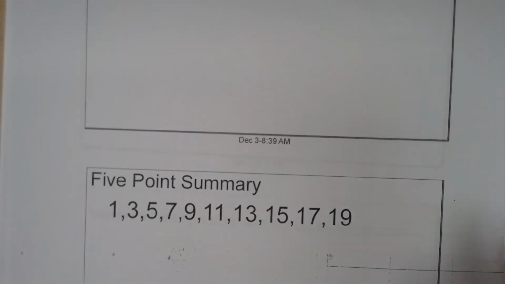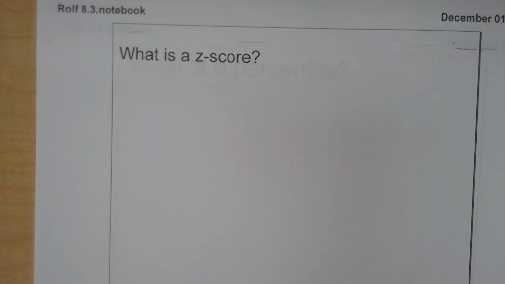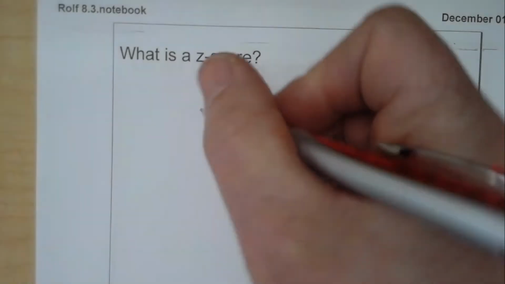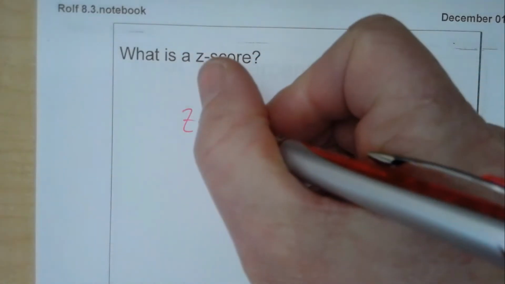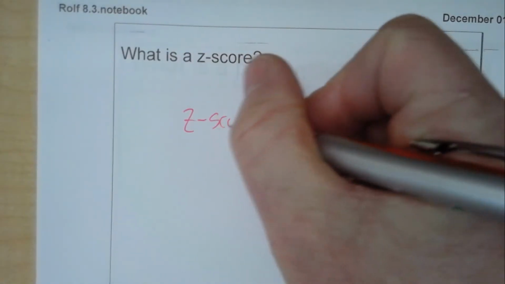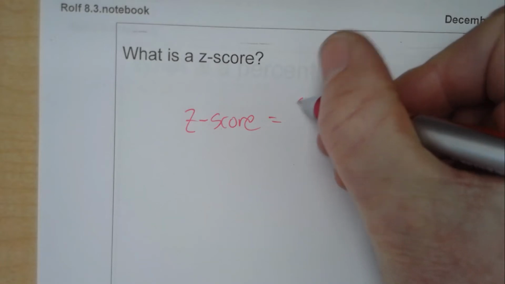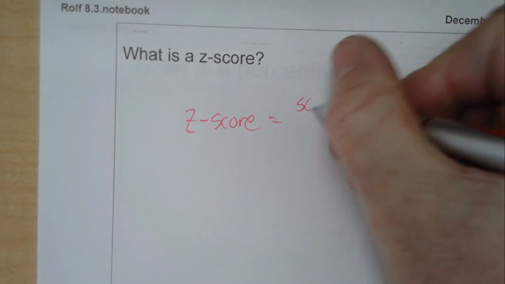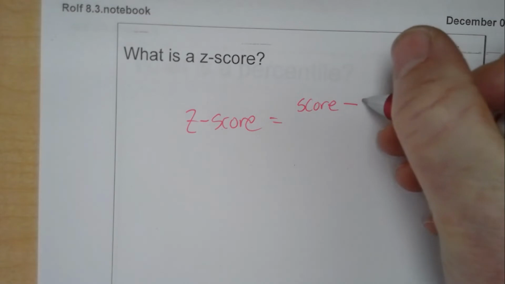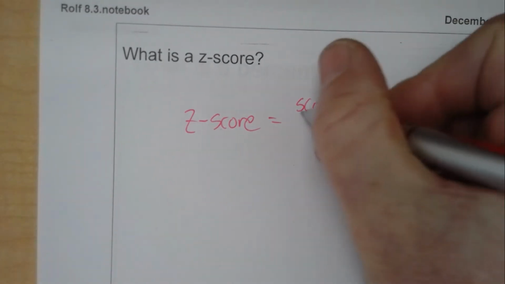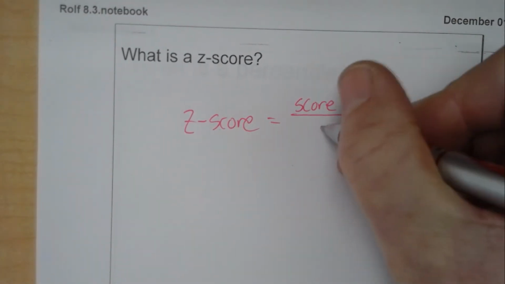Okay, what's a z-score? A z-score is a way to tell how far you are from the center. So what you do to calculate a z-score is you take your individual score, minus the mean, divided by the standard deviation.